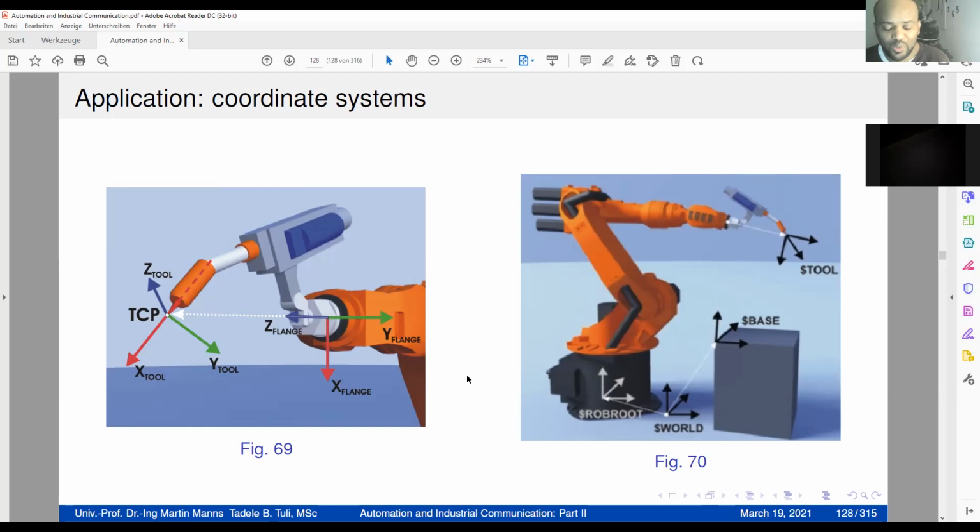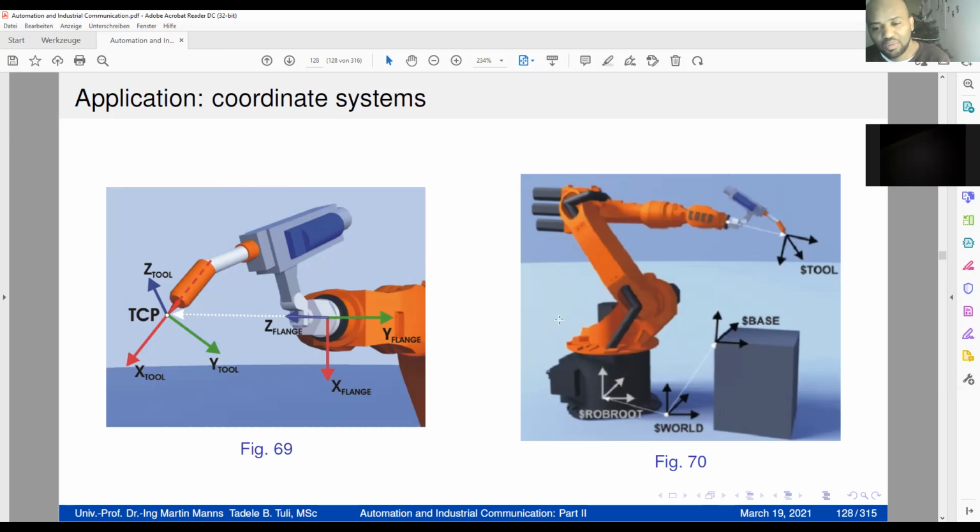Yeah, but before that, let us discuss coordinate systems, because you need to define your reference frames. What is the world reference frame? What is the base reference frame? What is the tool reference frame? And what is the robot base?